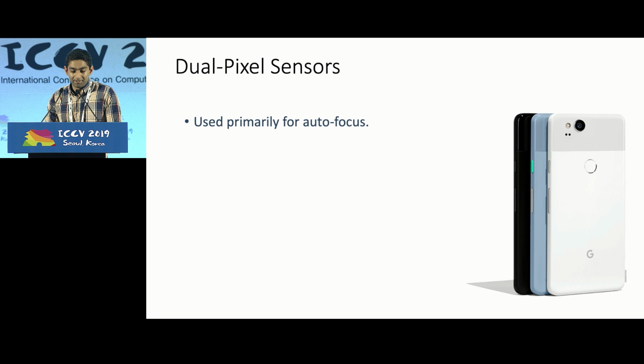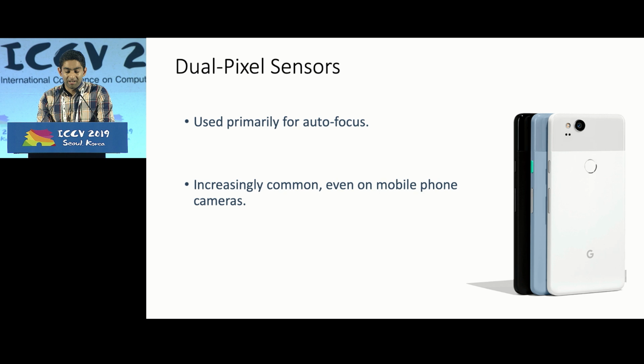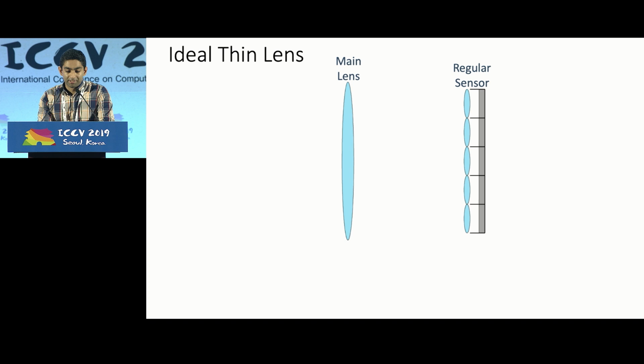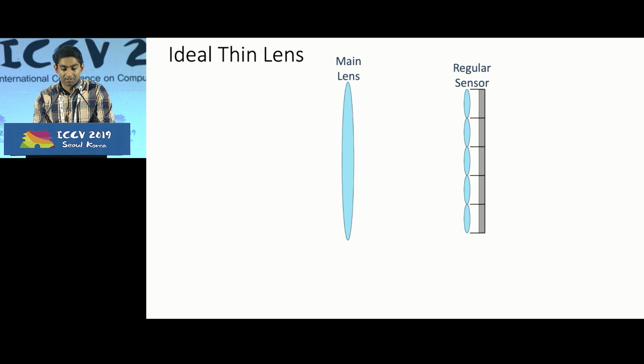Dual pixel sensors were introduced to improve autofocus. They're becoming increasingly common on both DSLRs and mobile phone cameras. We'll describe how they work by first going over how a camera without a dual pixel sensor works. Consider a main lens and a toy sensor with 5 pixels, each of which has a micro lens on it to collect more light.